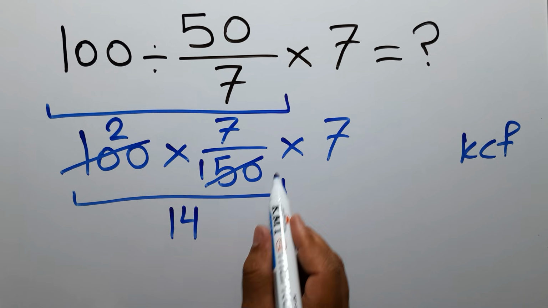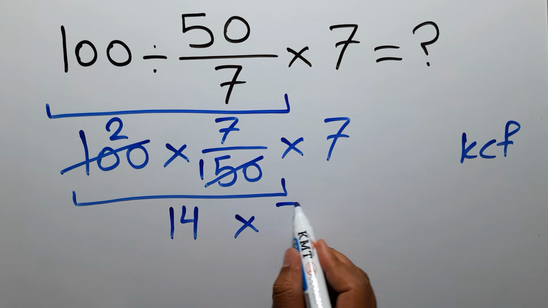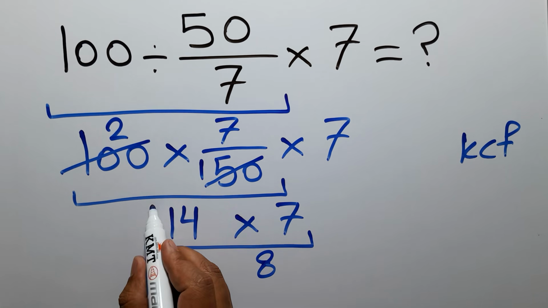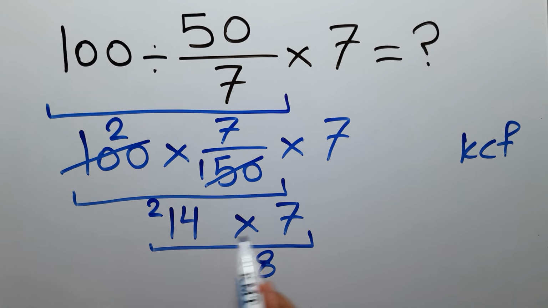So we have 14 times 7. Okay? 7 times 4 equals 28. So we write 8 here and carry 2 here. 7 times 1 is just 7, and 7 plus 2 gives us 9. So we have 98, and this is our final answer to this problem.